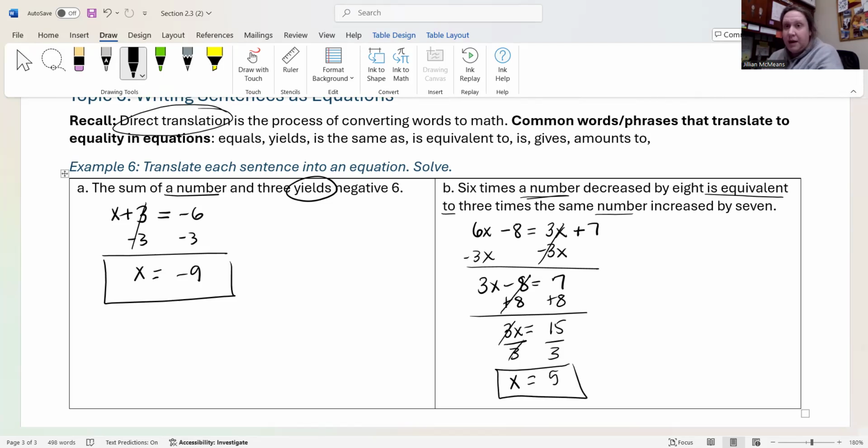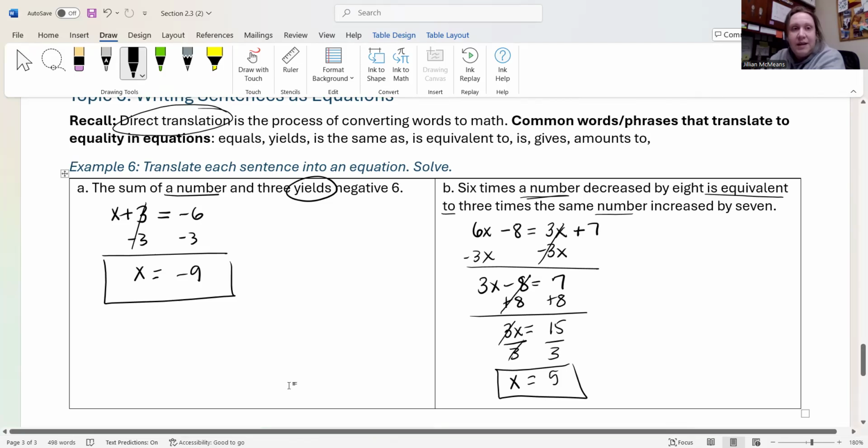So that number, that mysterious number in this statement is 5. If I take 6 times the number 5 and decrease it by 8, it is equivalent to 3 times that same number 5 increased by 7. Okay? So get in the habit of that direct translation, because in the next couple of worksheets, we're going to do a lot of direct translation.